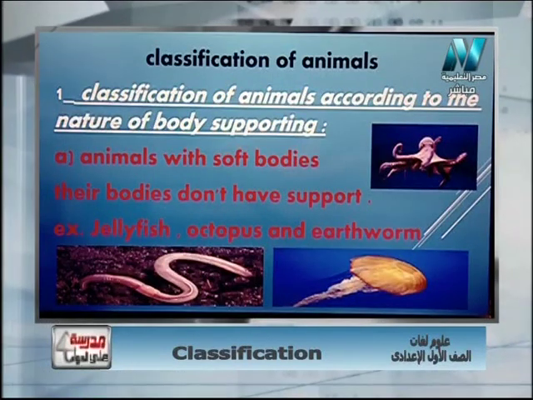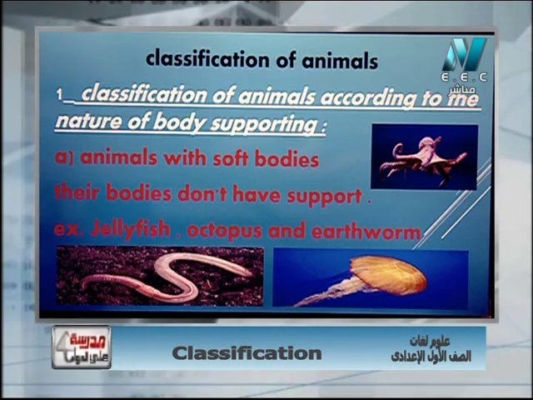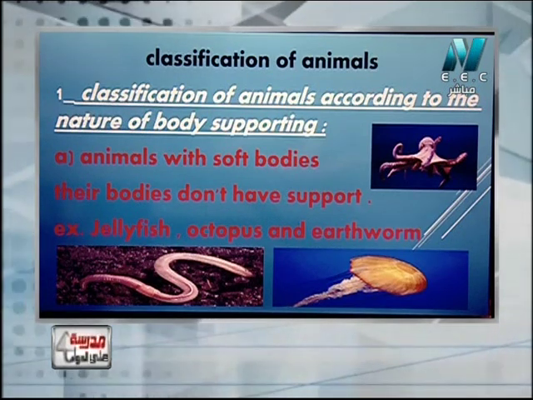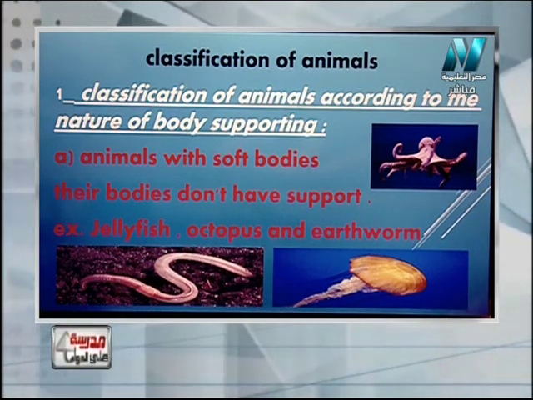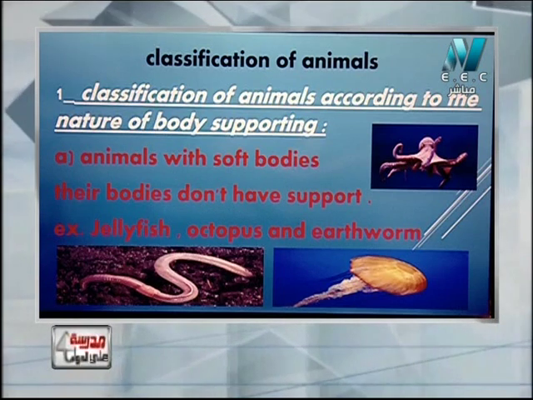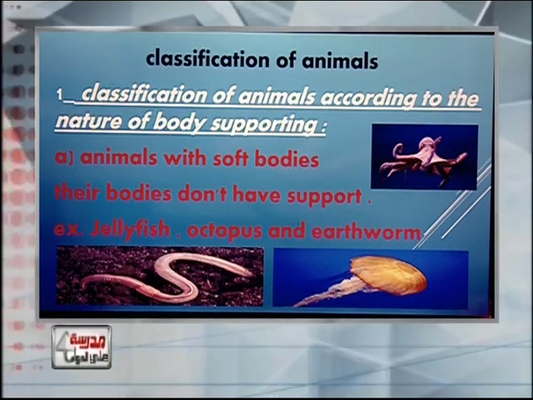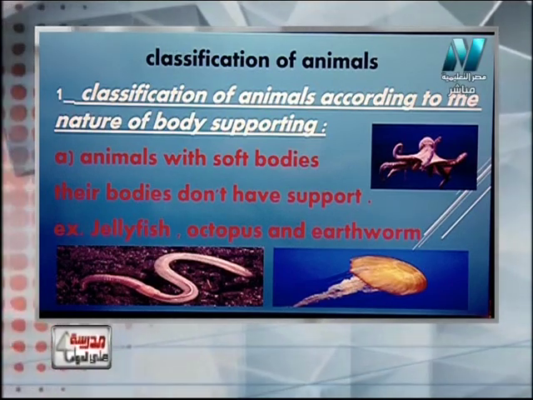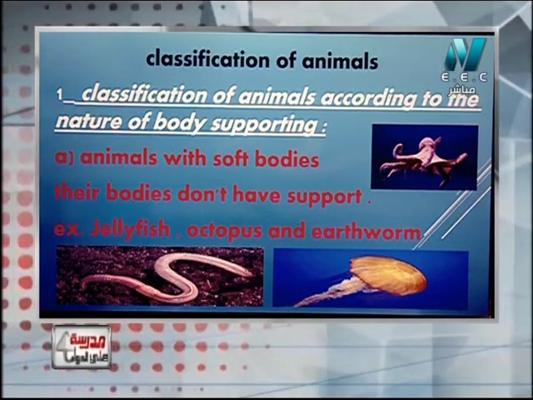And now let's talk about classification of animals. Okay, classification of animals, number 1, according to the nature of body supporting. Number A, animals with soft bodies, which don't have body support, don't have bones, as jellyfish, octopus and earthworm.